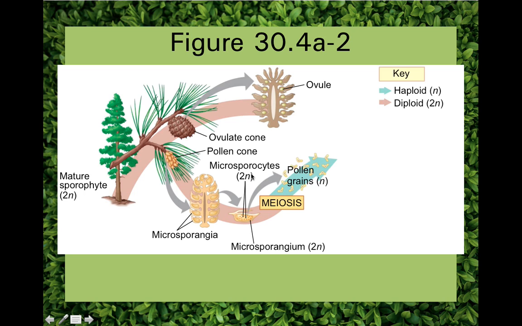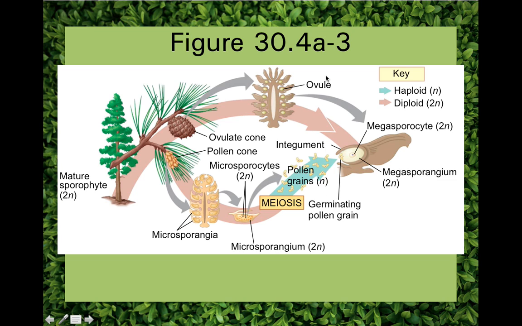The microsporocytes divide by meiosis, and then by mitosis to form pollen grains. So a couple things missing in here. One is the meiosis producing the microspores, and then the microspores dividing by mitosis to form the microgametophytes, which are the pollen grains. Only 4 cells.